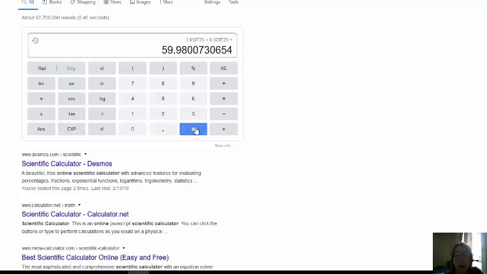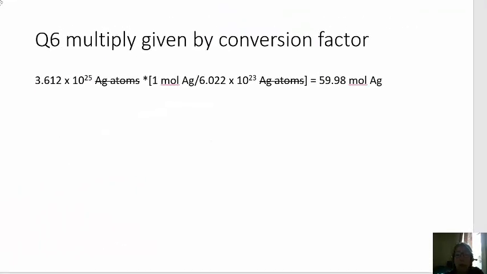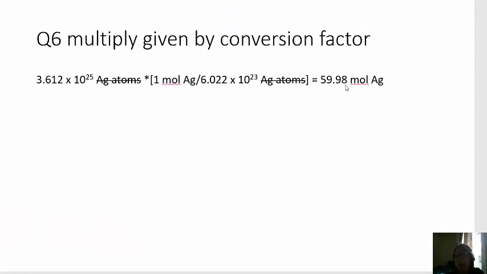And then that equals 59.98, and the question asked us to express it to the 100th place, so that's why it's 59.98. So does that make sense? Well, a mole is 6.022 times 10 to the 23 silver atoms, and our original value is much larger than that. It's 10 to the 25th, so that's 2 orders of magnitude. So yes, this answer makes sense. We would expect to have more than 1 mole of our substance given this amount of atoms that is way larger than a mole, or 6.022 times 10 to the 23rd.